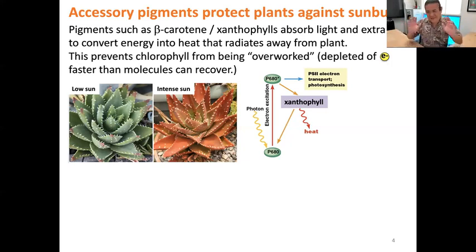So this is not the same technically as getting sunburned. I want you to be careful here. Even though I say it protects against sunburn, it's not the same reaction that's happening inside of your skin when you get a nice tan in the sun. I only use this as an example of how different molecules can be upregulated as a sort of defense against strong sunlight.